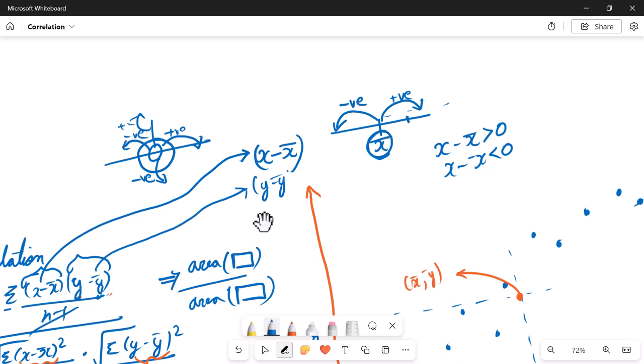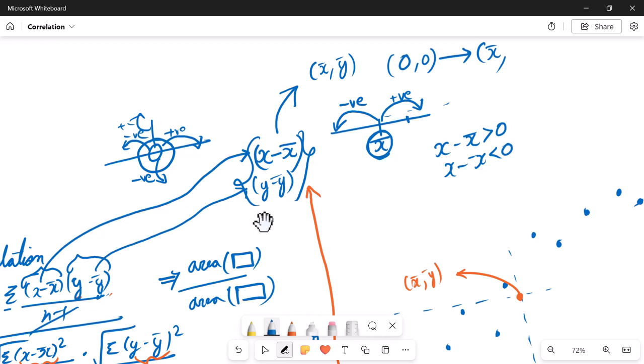So when we perform these two operations simultaneously, it shifts the origin of our coordinate system to x bar, y bar. So now our origin has been shifted from 0, 0 to x bar, y bar, and that's why I have drawn and highlighted this point in this manner. Okay, so this is the basic theory behind shifting of origins and transformation of axes.